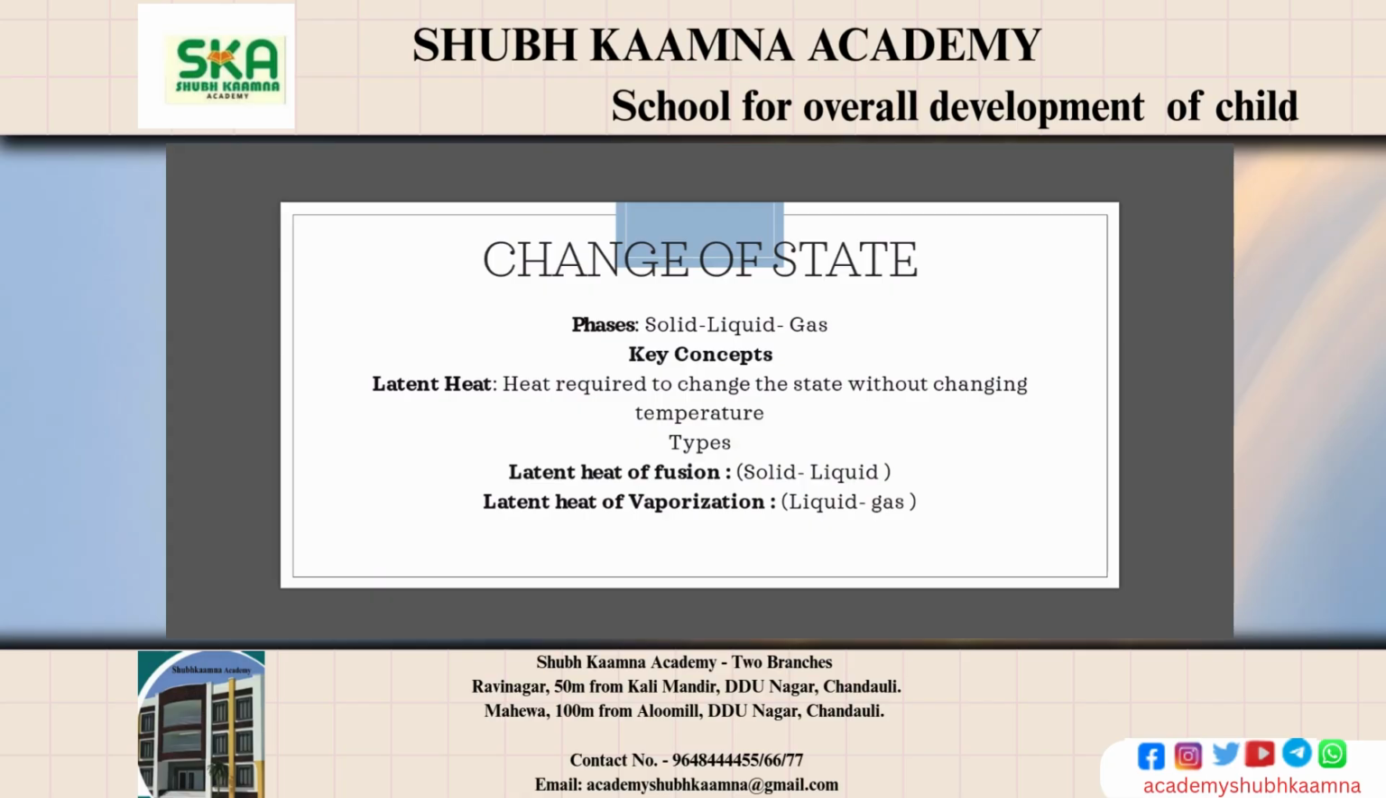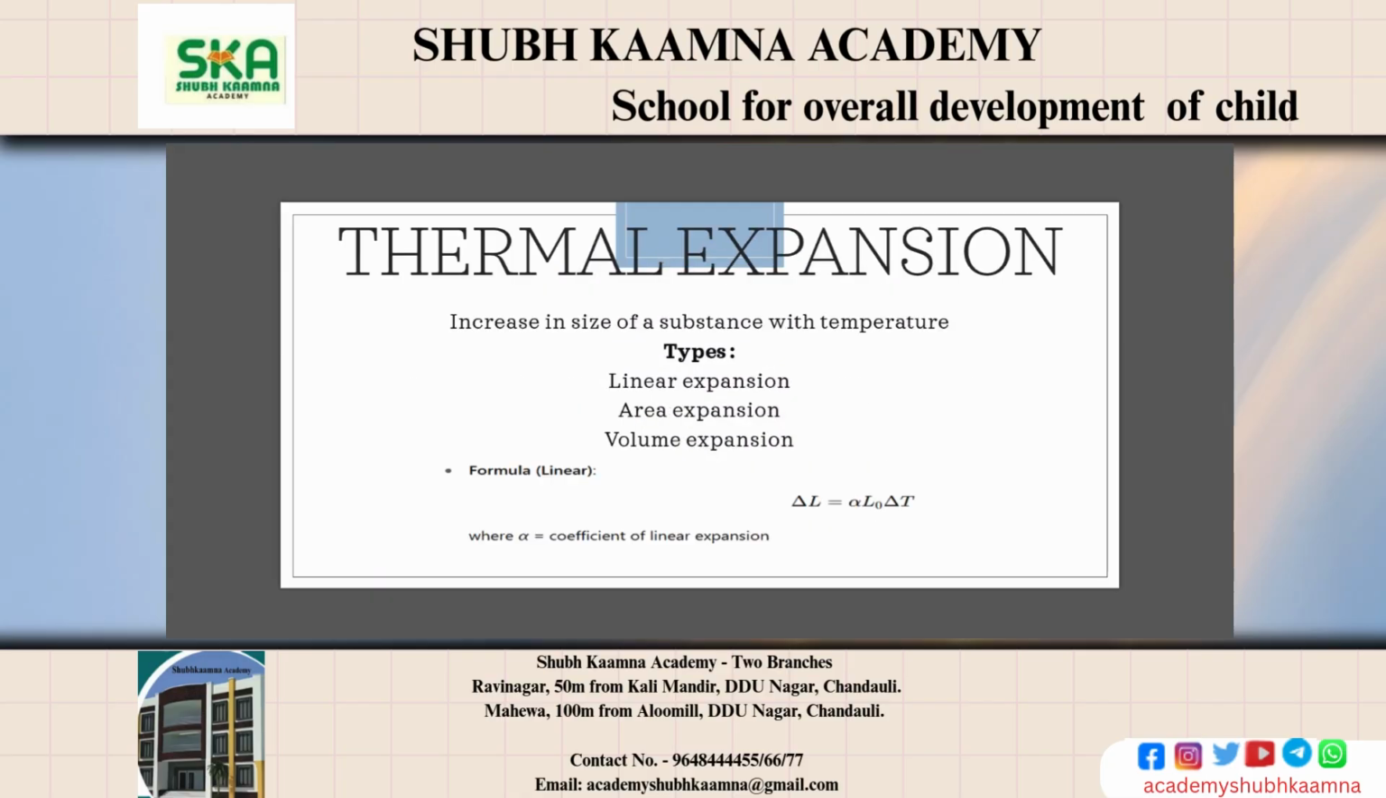Then, next we come to thermal expansion. Now let's talk about thermal expansion. When materials are heated, the particles move faster and tend to occupy more space. This causes expansion. There are three types: linear expansion, that is in length, area expansion, and volume expansion. The formula for linear expansion is ΔL = αLΔT, where α is the coefficient of linear expansion. These concepts are crucial in engineering. For example, bridges have expansion joints to prevent cracking due to temperature change.